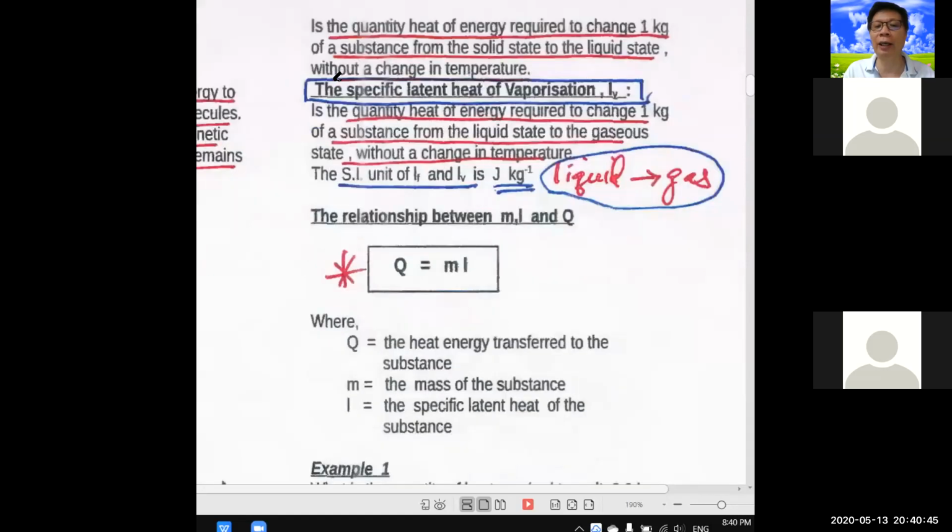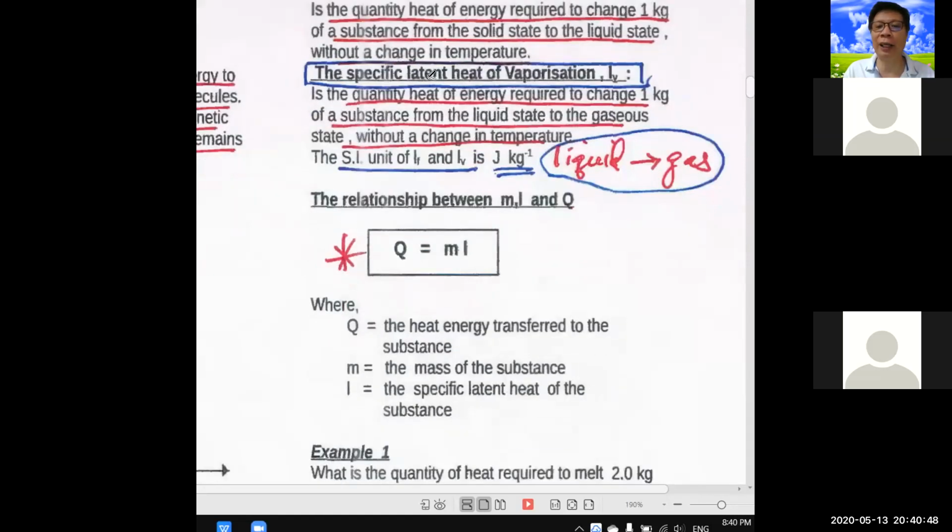Another one, look at here, highlight this title: the specific latent heat of vaporization, also L. Simple, it is also L. So this is the second one, latent heat of vaporization. For vaporization, it's changing from liquid to gas. So remember, there are two. One is fusion, the other one is vaporization. Fusion is to change from solid to liquid, whereas vaporization is to change from liquid to gas. So remember the definition.